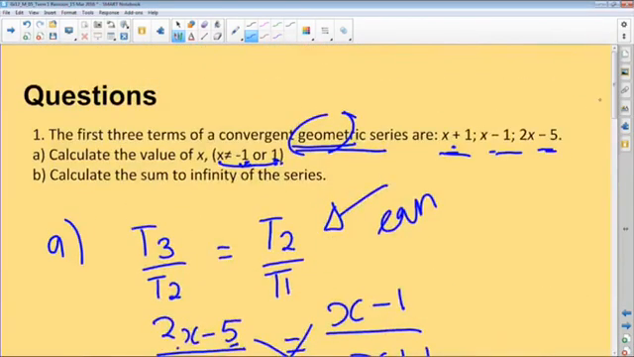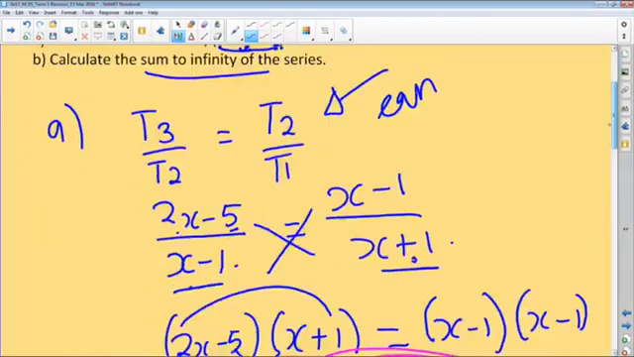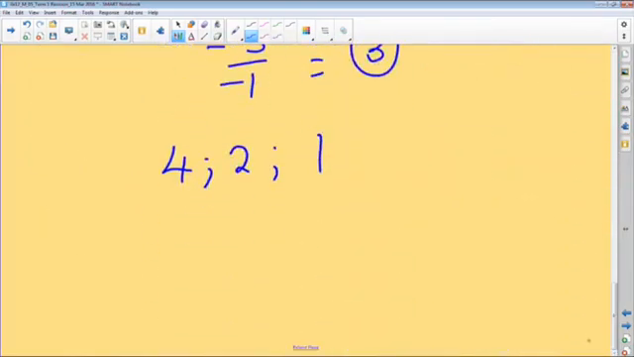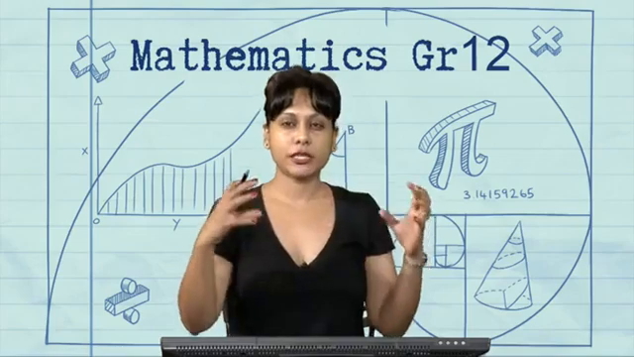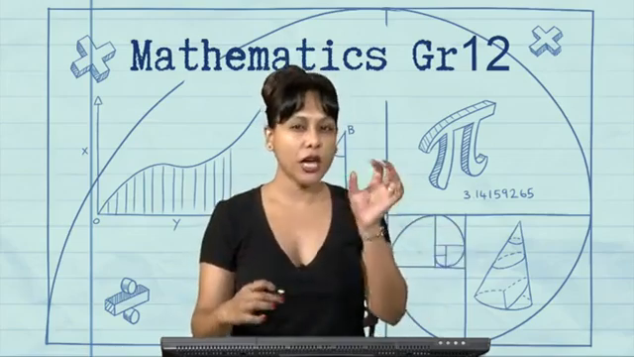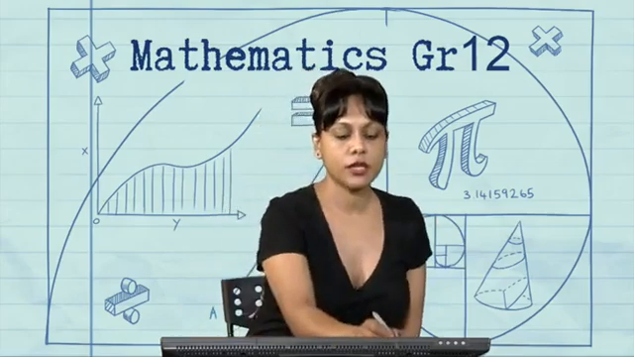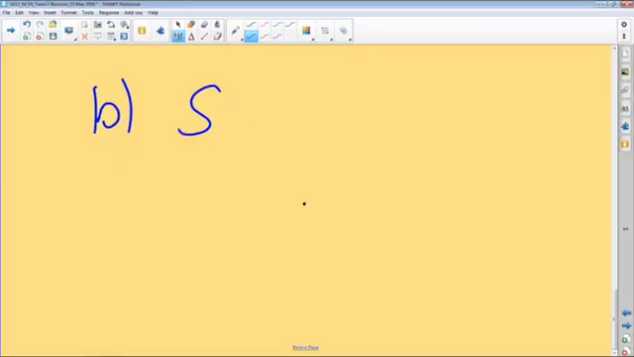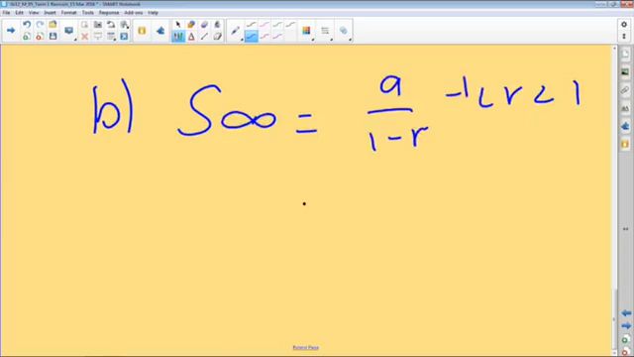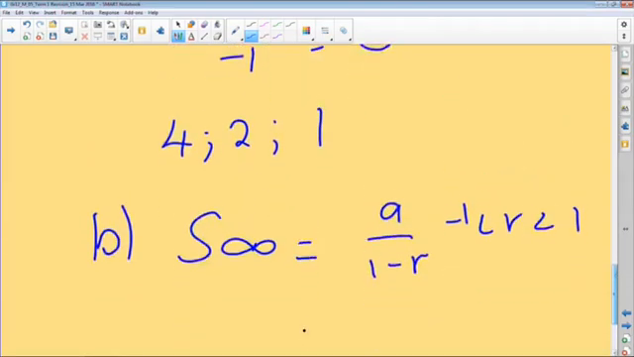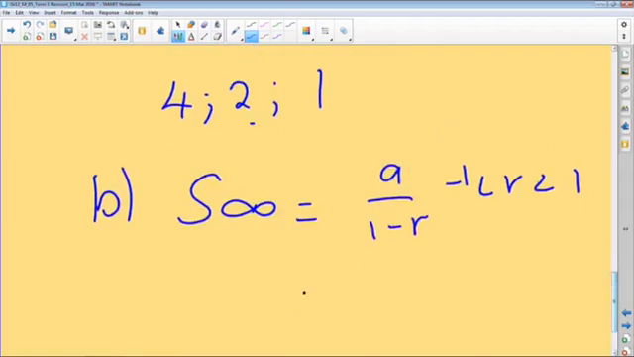All right, part B, calculate the sum to infinity. Now remember, sum to infinity, you're looking for what value your geometric series converges to. So you have a formula to help you. Your sum to infinity is equal to a over 1 minus r, and remember your restriction on r. We've got values that fit within that interval, and I'm using the numbers 4, 2, 1. A is my first term, and r is my ratio. So I substitute into my formula.